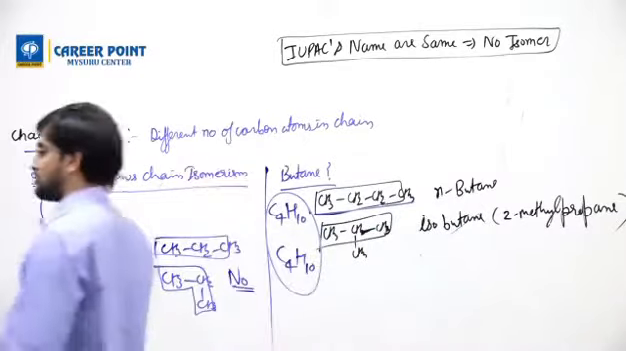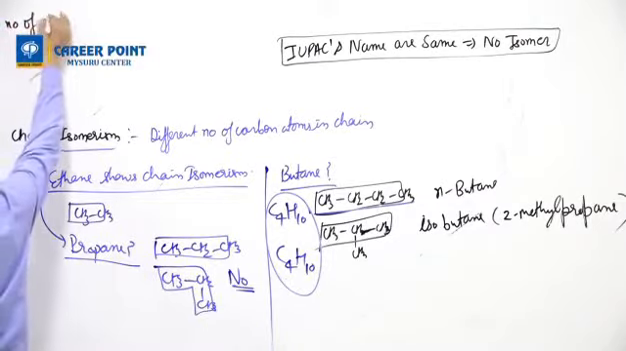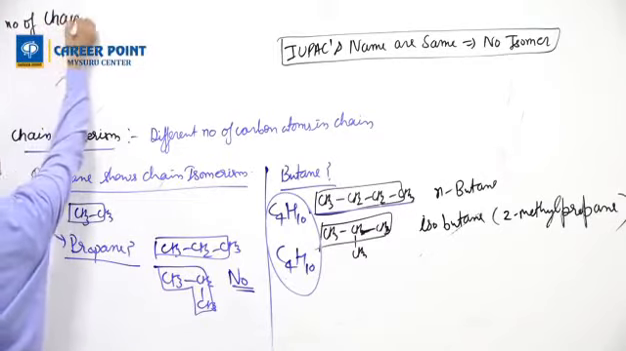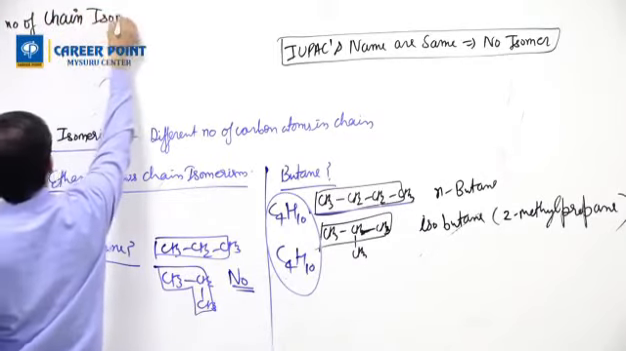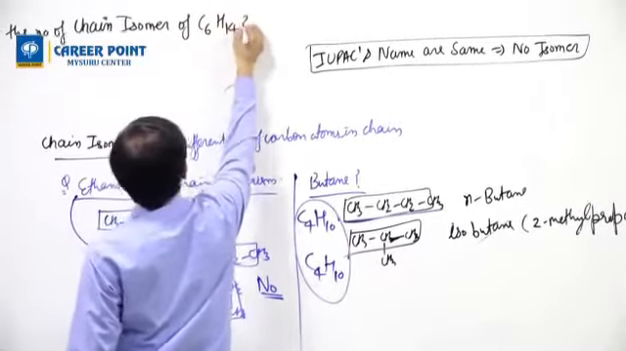So now the next question is this. Find out the number of chain isomers of C6H14.